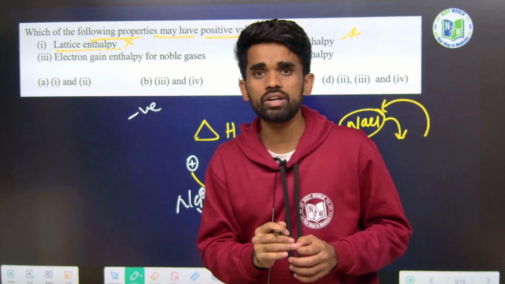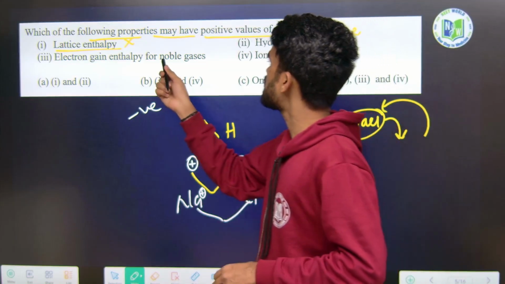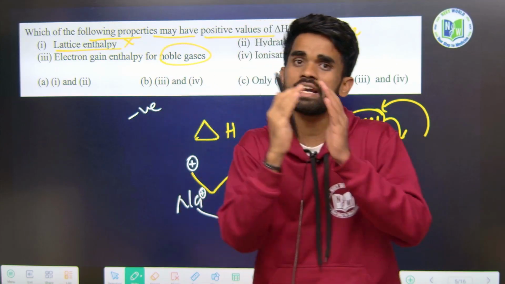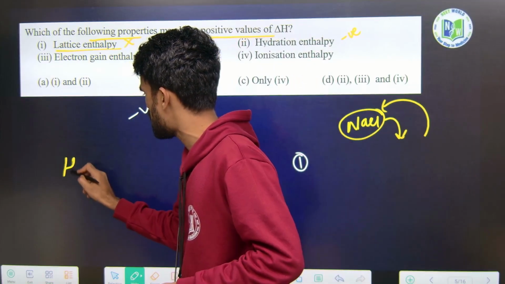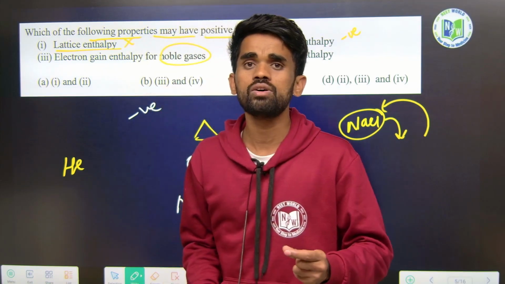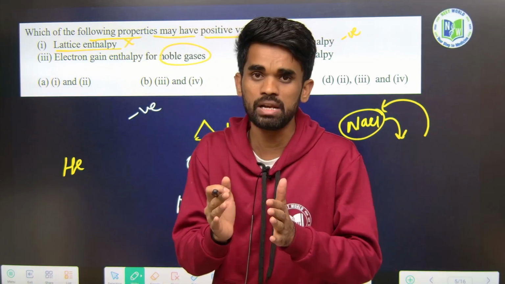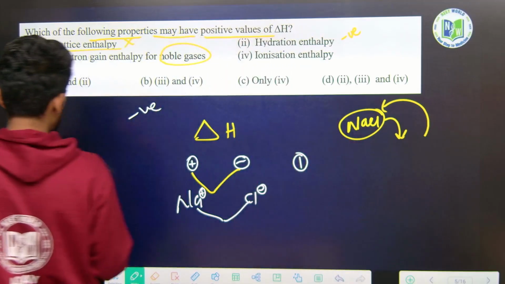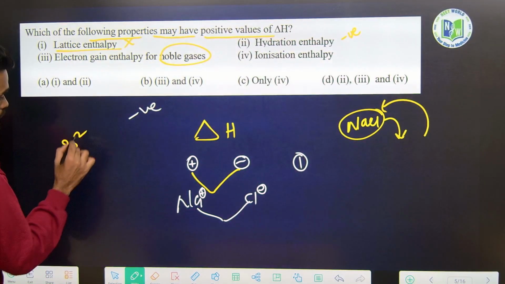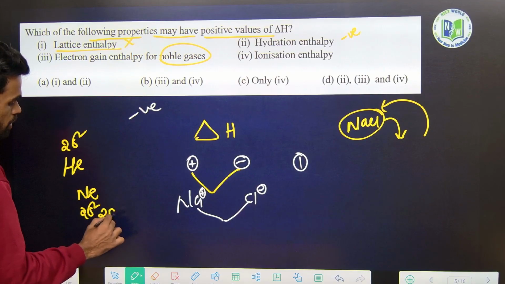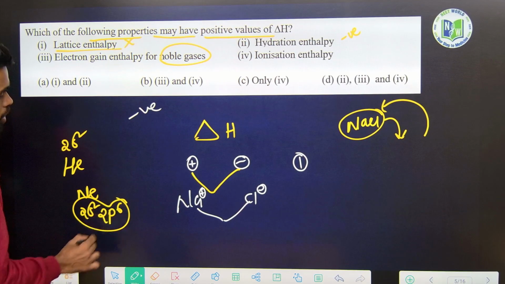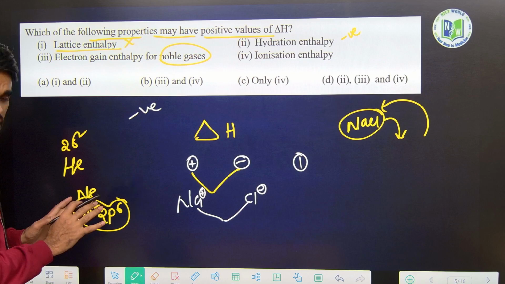Yes, electron gain enthalpy for noble gases. Noble gases already have a stable electronic configuration, right? For example, if you take helium or neon, they already have inert gas configuration with fully filled orbitals, like helium has 1s2, and neon has 2s2, 2p6. So 8 electrons are paired, everything is fully filled.